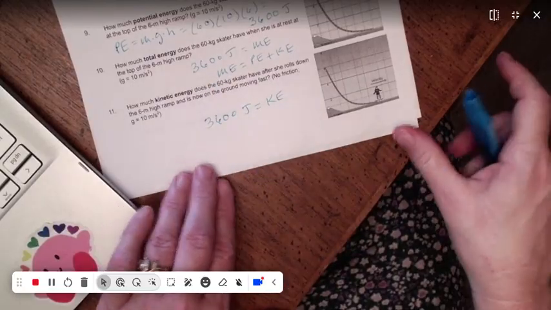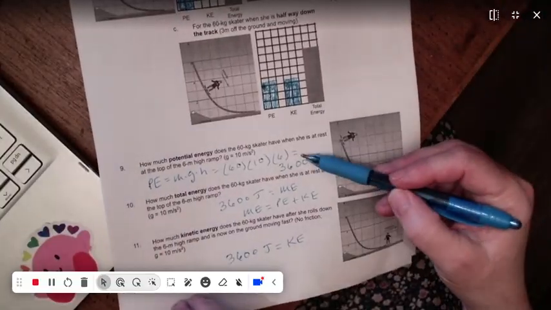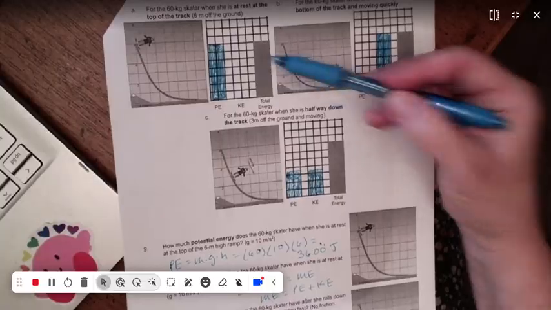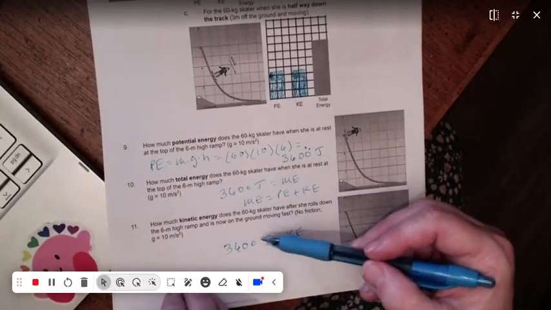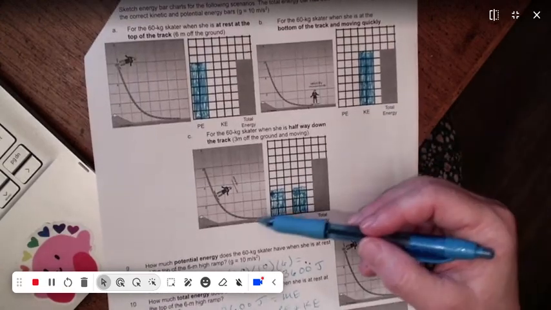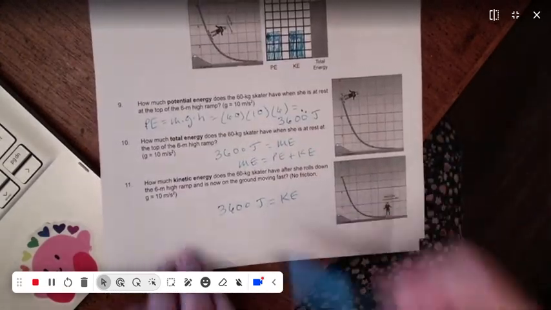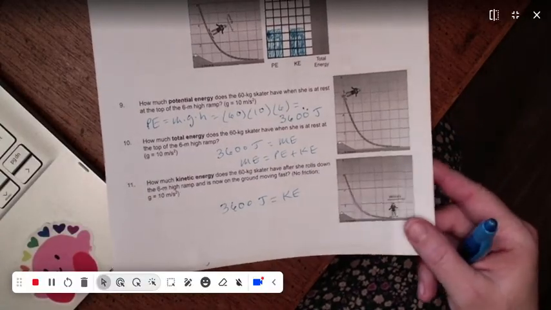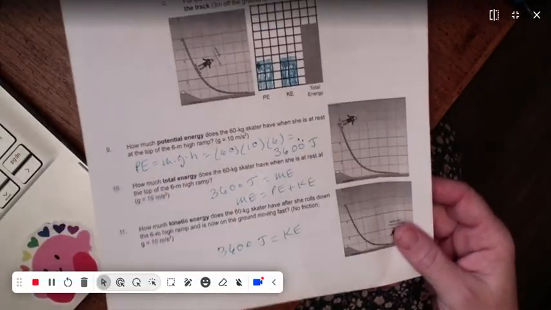Okay. So these all link back to the bar charts. This potential at the top, that's all the energy she has. That's equal to her total. So here's my total here. And then kinetic at the bottom, all kinetic, equal to the same total. And that's pretty much it. It's a straightforward study guide, hopefully. So, okay.